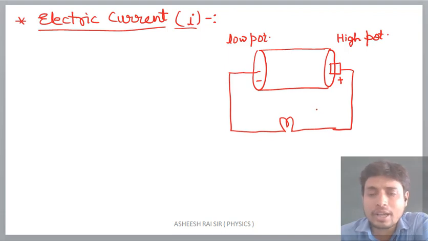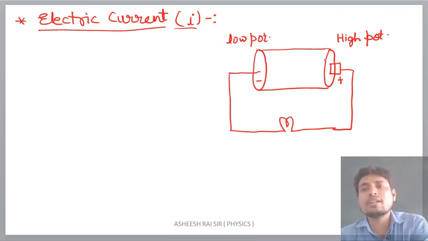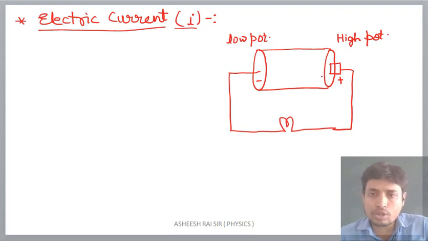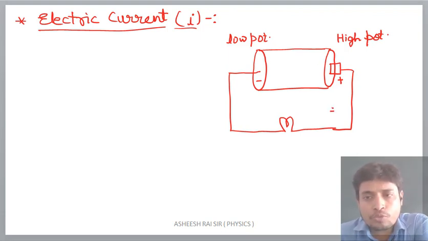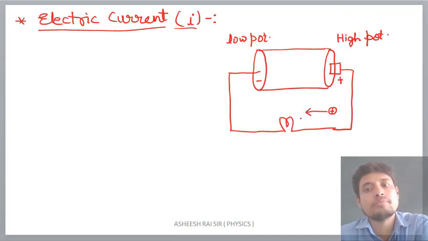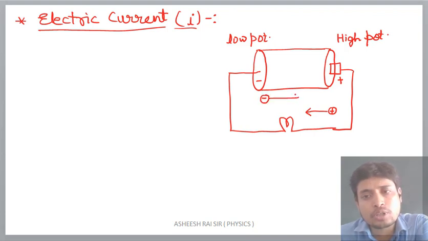How is the current made? Actually, when you connect the high potential and the low potential by a conductor, then the positive charge starts to flow from high potential to low potential, and the negative charge starts to flow from low potential to high potential.